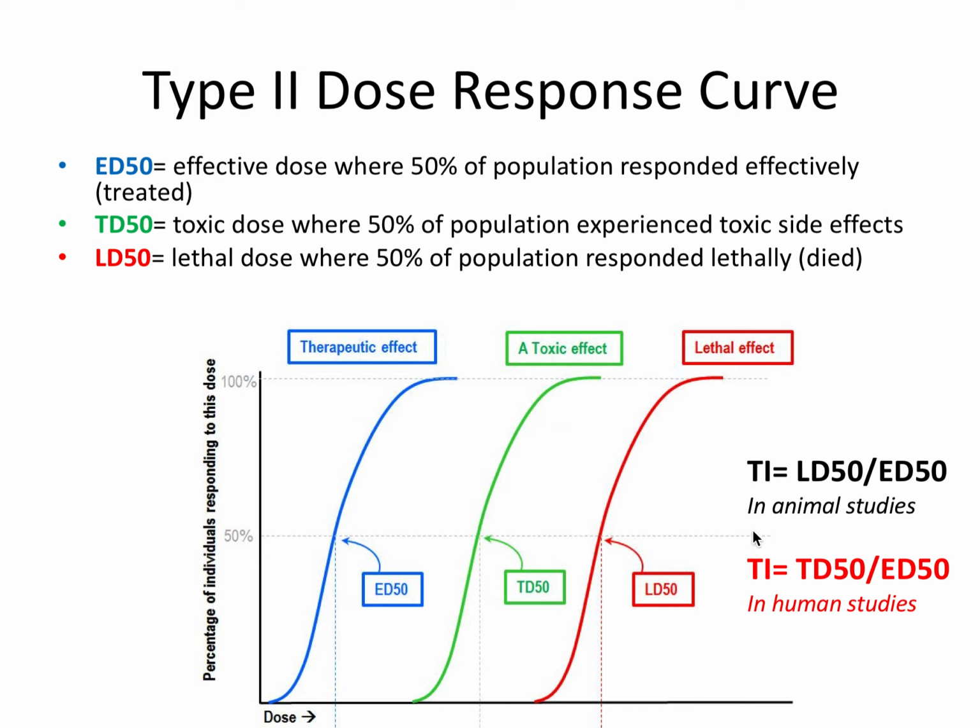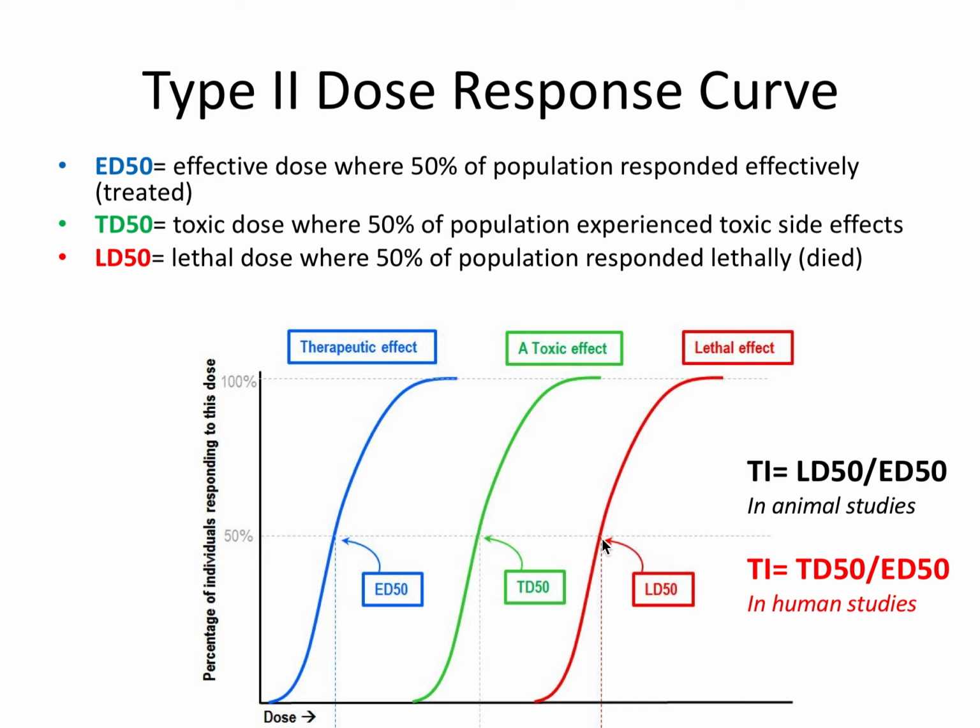So how can we apply this on the board exam and in real life? So TI is equal to LD50 over ED50. Well, what the heck does that mean? So this is the Therapeutic Index, which is an estimate of drug safety. So we can measure that as LD50 over ED50 for animal studies. And in human studies, we don't measure LD50, so we have to use TD50 over ED50.